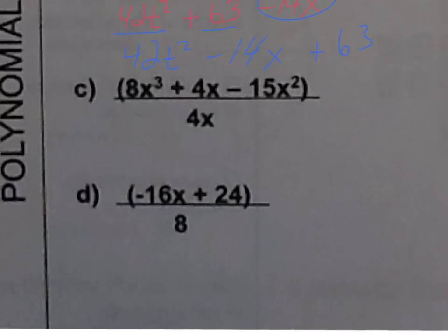Division, we go number divided by number, letter divided by letter. So 8 divided by 4 is 2. X to the power of 3 divided by x to the power of 1. The rules say we subtract the exponents, we get x to the power of 2. Anything divided by itself just gives me 1, so that's plus 1. 4x divided by 4x is plus 1.